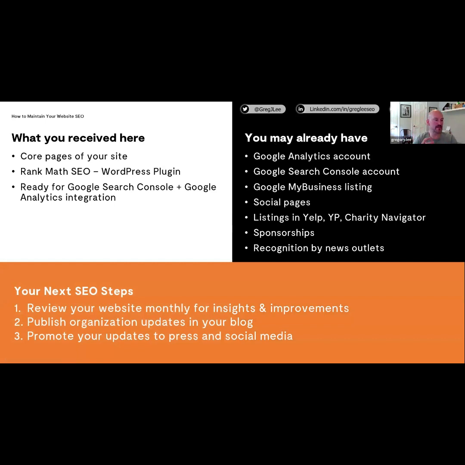Once we have these things in place and we finish with this weekend, things you'll want to do moving forward. You're going to want to review your website on a monthly basis, if you can do that, and look for insights and improvements. There's things in there where you can see how we're doing. You should be publishing updates about your organization in your blog. Write an article if something new happens. And then when you do have updates, you should be promoting those in the press and in social media.